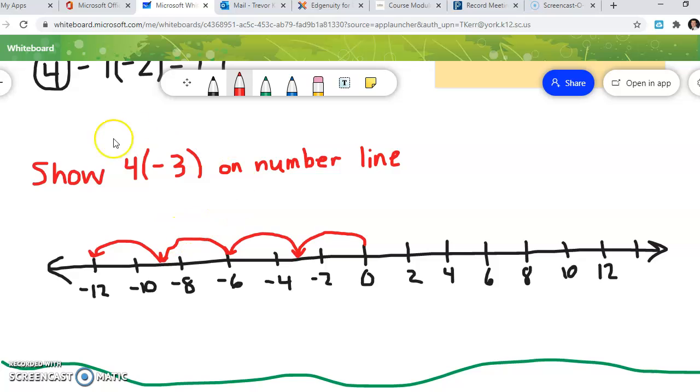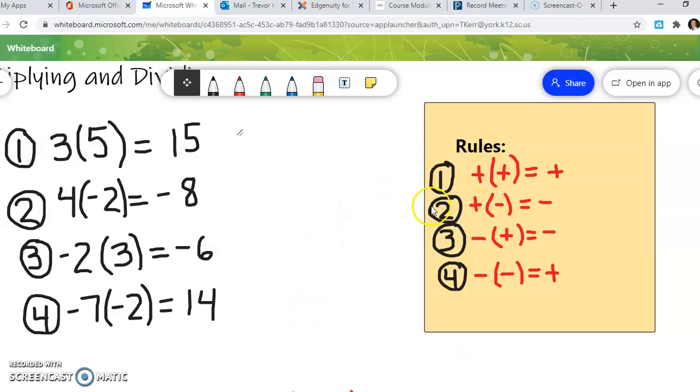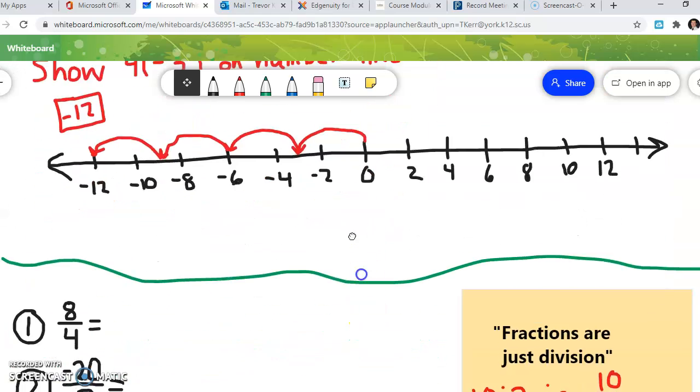When I am writing this out, I'm saying there should be 4 groups, 4 jumps, 1, 2, 3, 4, and they should all be of length -3. So -3, -3, -3, -3. Good. And so I know that my answer is wherever I ended up, and that answer is -12. Excellent. So that's the gist of the multiplication section. If you have these rules down, you know exactly what's happening. They will ask you, anytime you have a positive times a negative, what's the answer going to be? And you know the answer is going to be negative now that you have those rules.